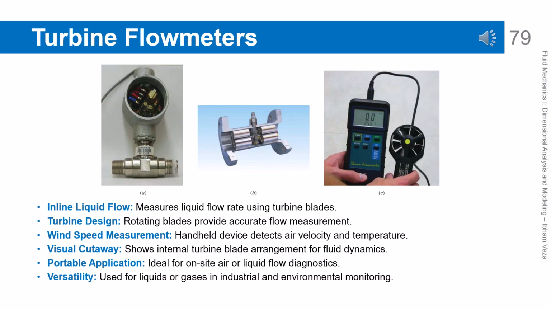Turbine flow meters. A turbine flow meter measures liquid flow rate by using the rotation of turbine blades inside the pipe. The rotational speed of the turbine is proportional to the flow velocity of the fluid. For gas or airflow, the same principle is used in portable wind speed measuring devices. The internal turbine design allows reasonably accurate measurements for many applications. This device is widely used for field measurements and industrial systems.